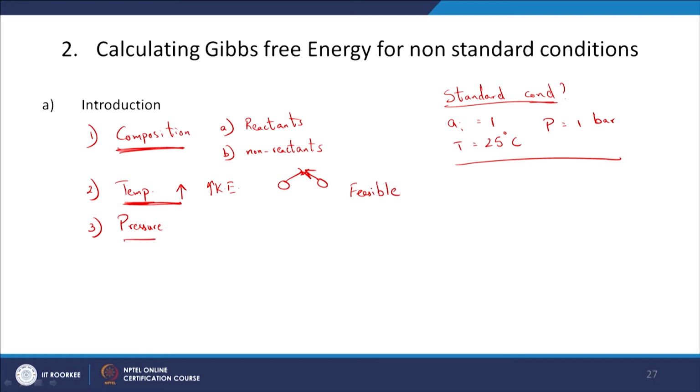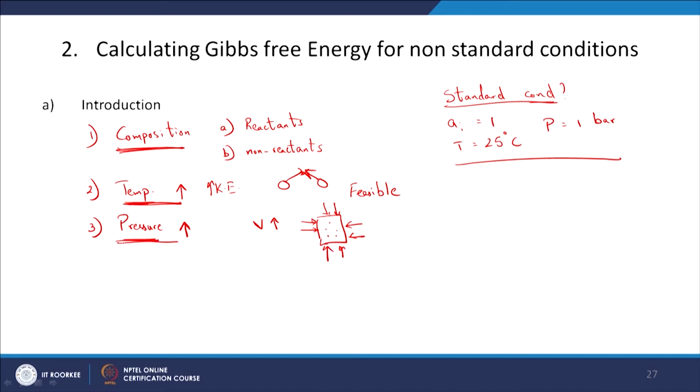With respect to pressure, for generic cases, let us say there is an increase in volume. If the volume is increasing due to a reaction, let us say 2 moles going to 5 moles, initially you had 2 moles and now you have 5 moles. But if you increase the pressure compared to the standard conditions, it resists the change in volume. So what does that mean?